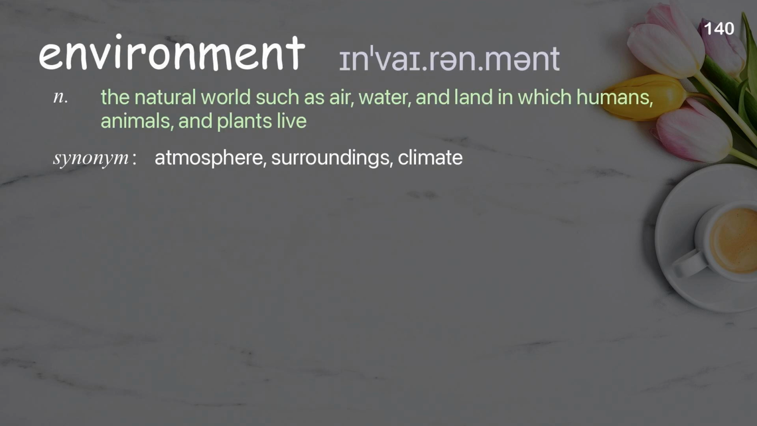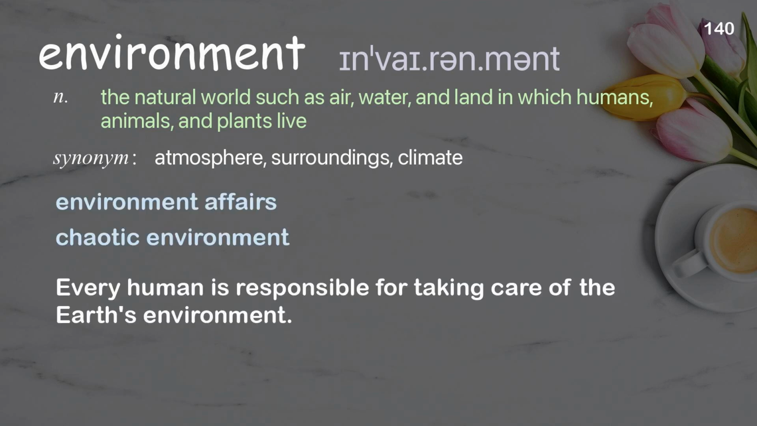This ad campaign is aimed specifically at young women. Environment. The natural world such as air, water, and land in which humans, animals, and plants live. Examples: Environment affairs. Chaotic environment. Every human is responsible for taking care of the Earth's environment.